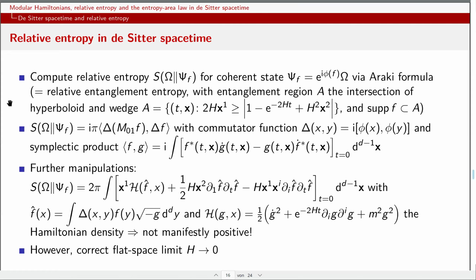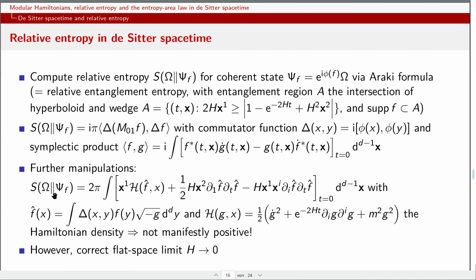Okay, one plugs in the expression for the modular Hamiltonian. A short computation tells us that the relative entropy is equal to this symplectic product of essentially the commutator function applied to my test function f, and the commutator function applied to the boosted f. And of course, the symplectic product, one can just write down, it's an integral over a Cauchy hypersurface of the corresponding conserved probability current. So the formula is here. It's well known, standard textbook material. Computing what this actually is leads us to the formula that I've given here.